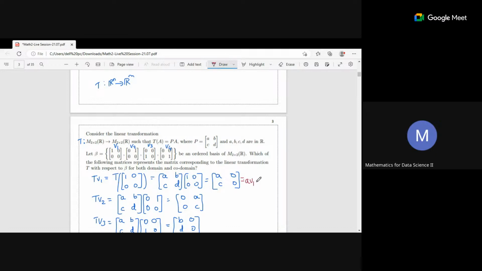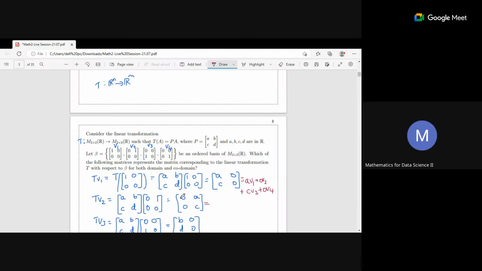A V1 plus 0 V2 plus C V3 plus 0 V4. Is that fine? The first one, here it is A, so A V1, and then here it is 0, so 0 V2, and then here it is C, so C V3, and then here it is 0, so 0 V4. Fine?